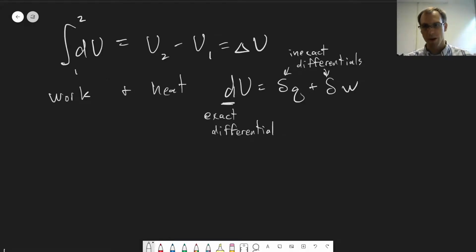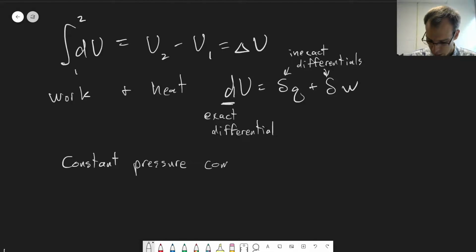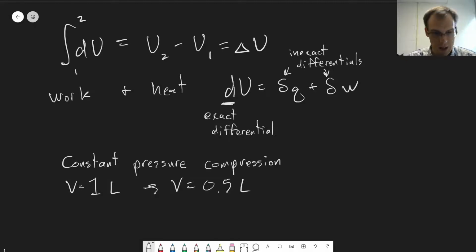So let's look at an example of why work maybe wouldn't be the same depending on the process. So if we have, say, a constant pressure and we do a compression, we can calculate the heat and the work from this. Say we go from V equals 1 liter to V equals 0.5 liters, and that the internal pressure starts at 2 bar. That doesn't particularly matter because our work is going to be minus P external times delta V.